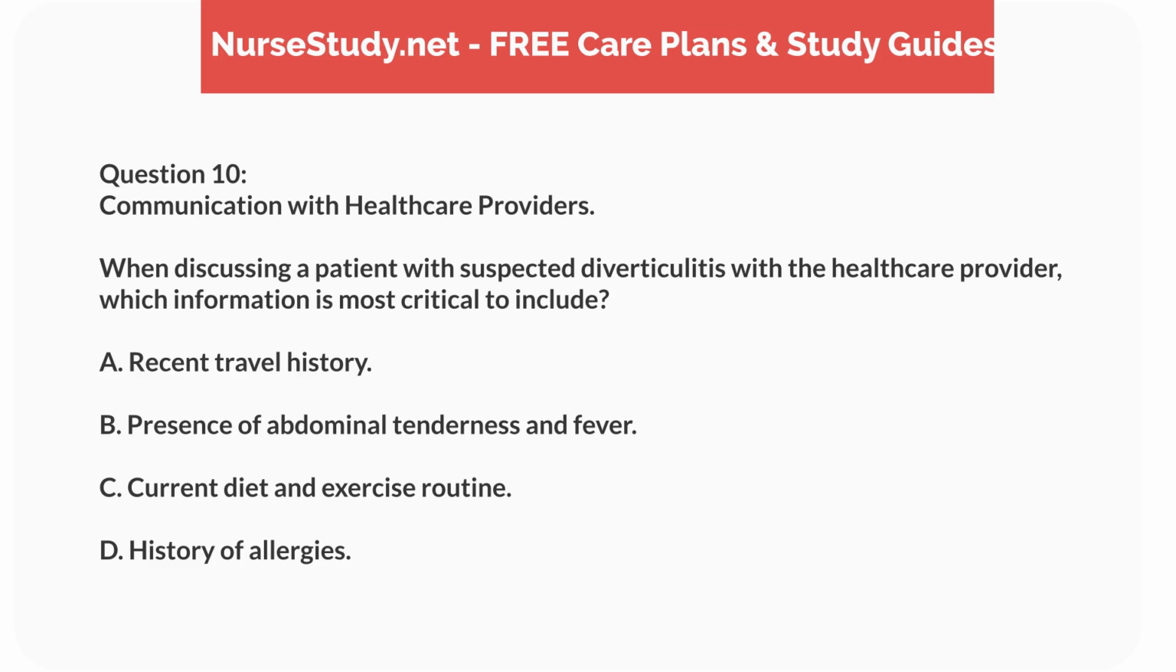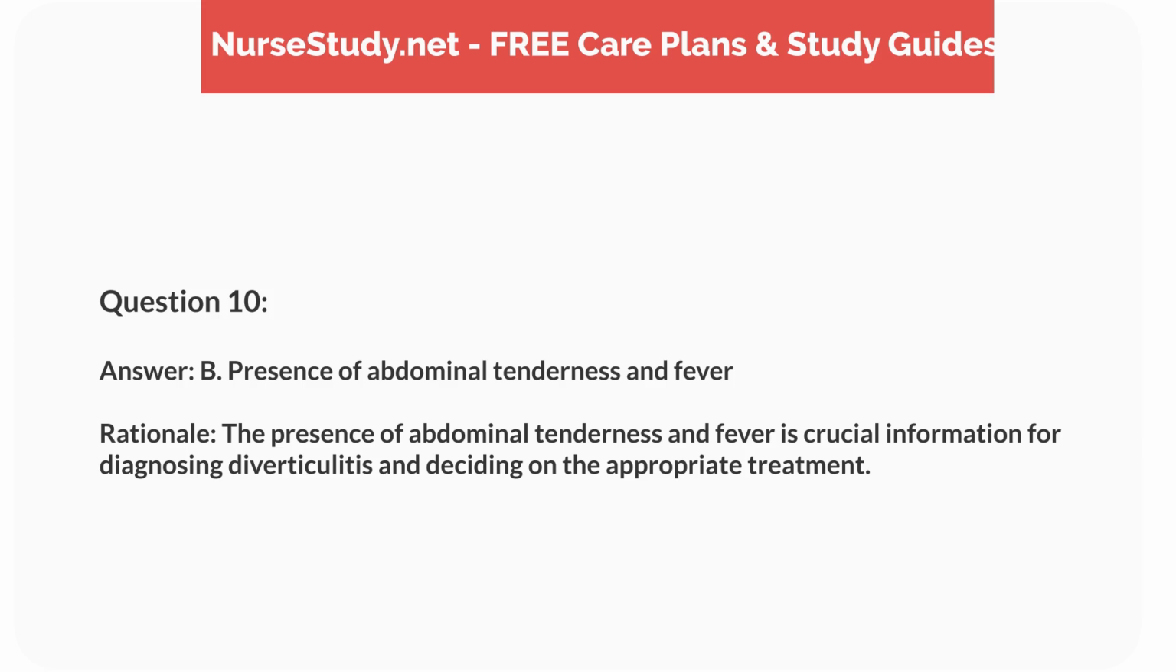A. Recent travel history. B. Presence of abdominal tenderness and fever. C. Current diet and exercise routine. D. History of allergies. Answer: B. Presence of abdominal tenderness and fever. Rationale: the presence of abdominal tenderness and fever is crucial information for diagnosing diverticulitis and deciding on the appropriate treatment.